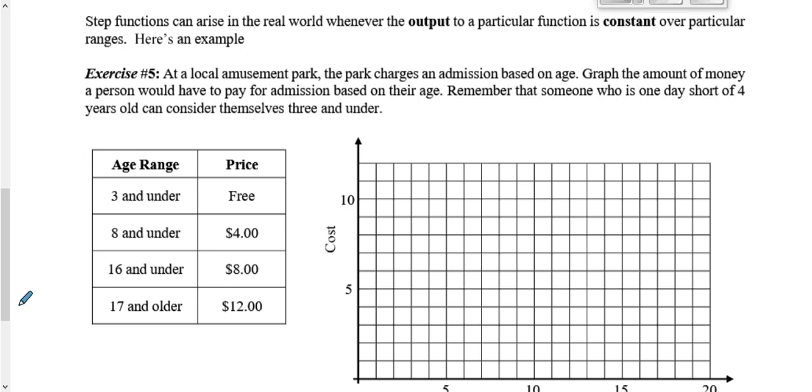Read up on top. An amusement park charges admission based on age. There we go. Keep going. Graph the amount of money a person would have to pay for admission based on their age. Remember that someone who is 1 day short of 4 years old considers themselves 3 and up. You got that? Right?